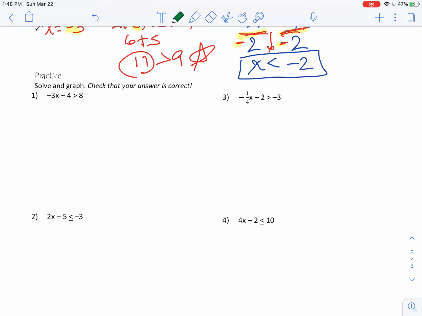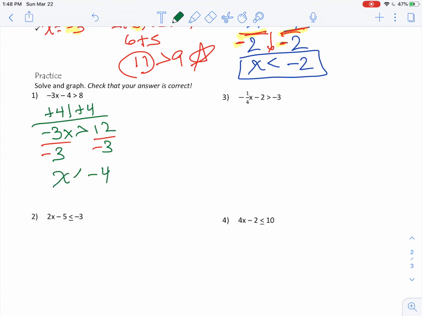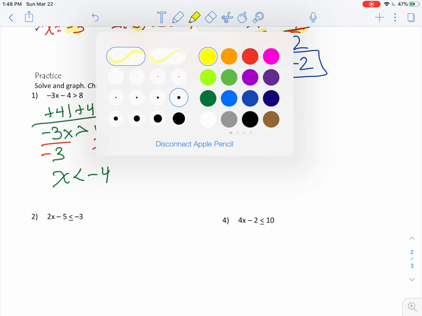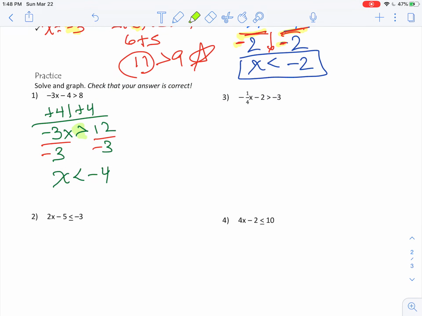Let's practice. Solve and graph, and then check that your answer is correct. So the first thing we do is we solve. Adding and subtracting, nothing changes ever. Inequality sign gets brought down exactly the same. If we multiply or divide by a negative, then the inequality sign changes directions. And there it is. We divided by a negative, so when we get our answer, the inequality sign is going to switch directions. It used to be a greater than, and it becomes a less than.